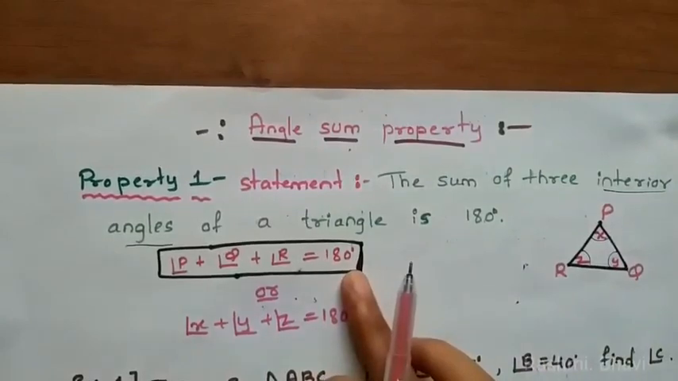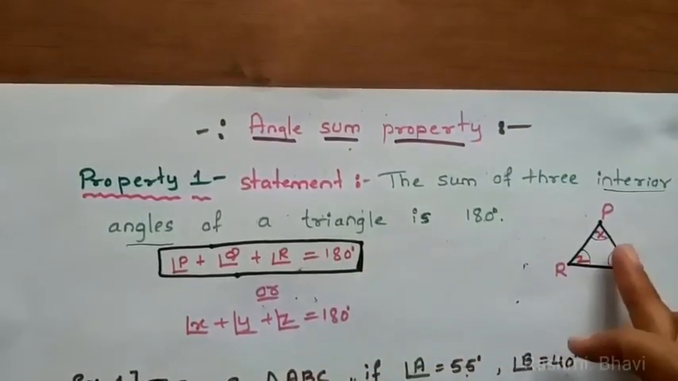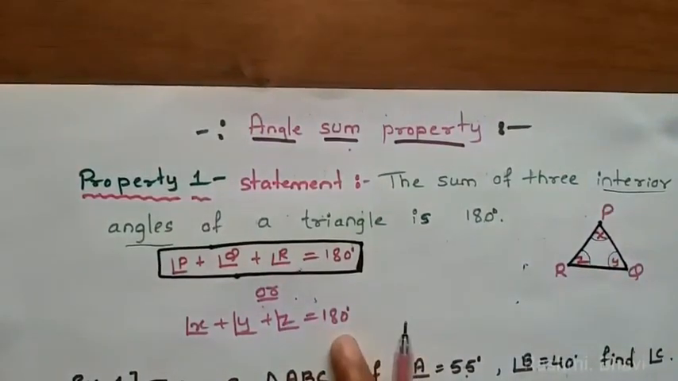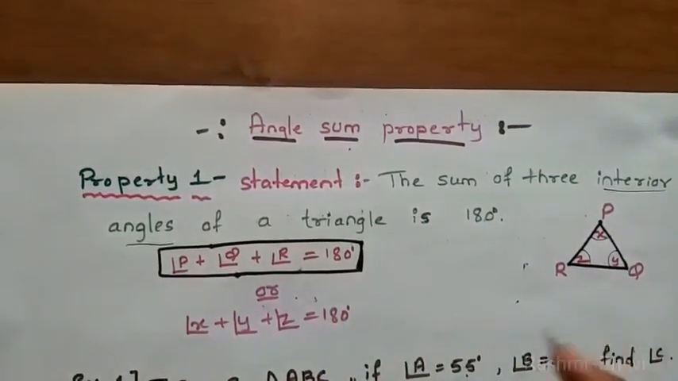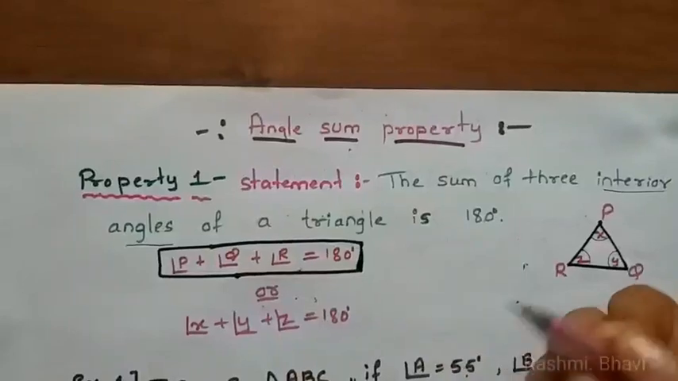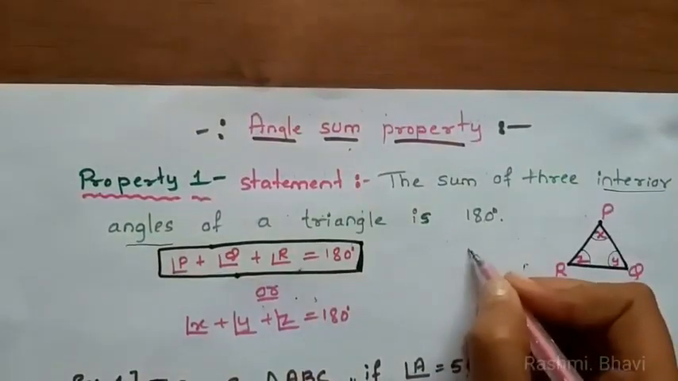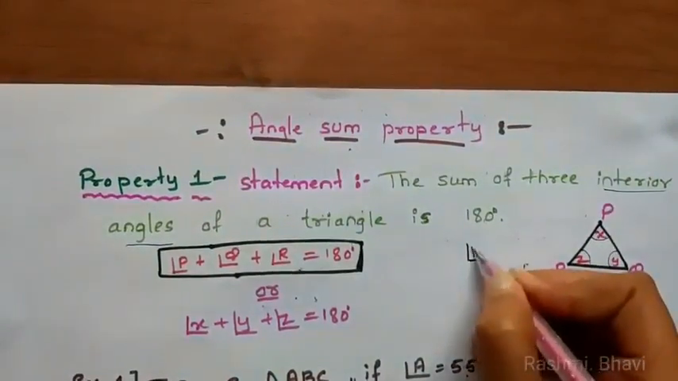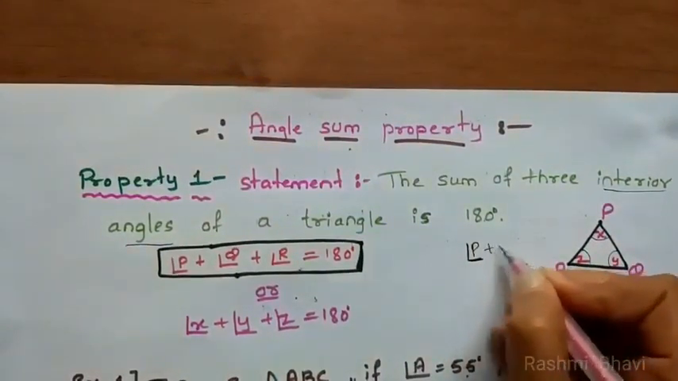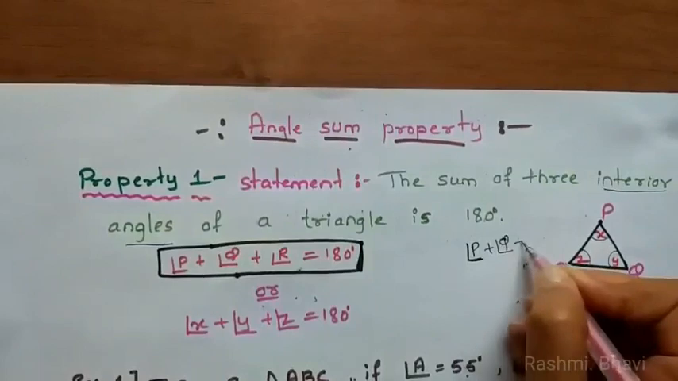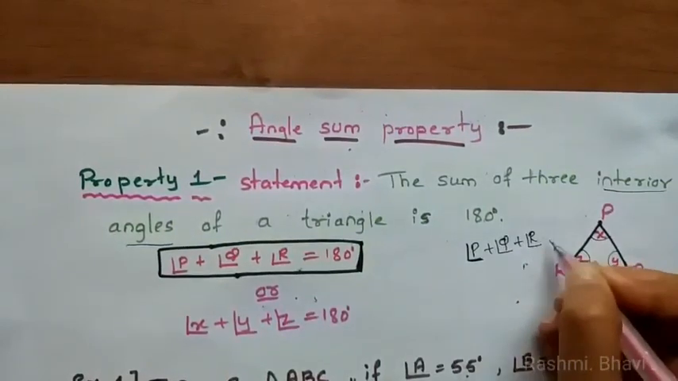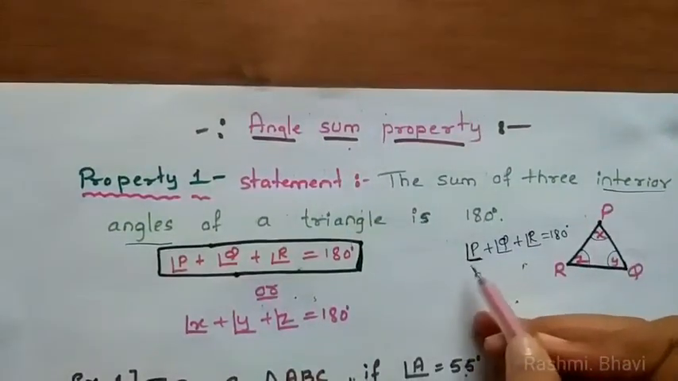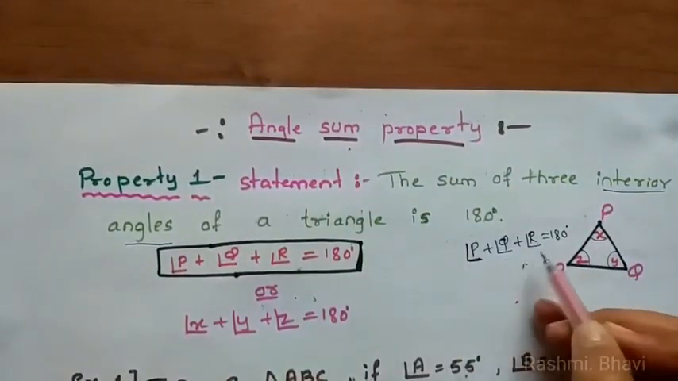You may write it like this also: angle P plus Q plus R is equal to 180 degrees, or you may write the angle names as X plus Y plus Z is equal to 180 degrees. The main thing is that when you mention the angle name, you should always write it with the symbol like this. This is the angle symbol. With that we have to write angle P plus angle Q plus angle R is equal to 180 degrees. These are angle P, angle Q, angle R.